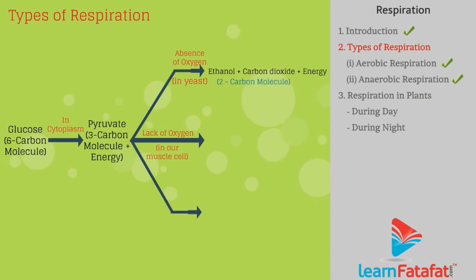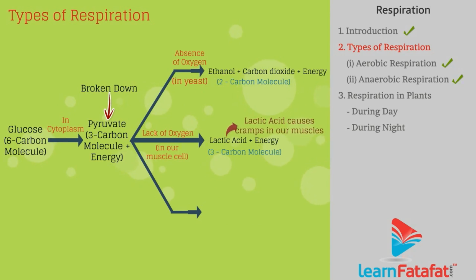Second way, in absence of oxygen in muscle cell. Here, the pyruvate molecule is broken in absence of oxygen to form lactic acid, producing energy. Production of lactic acid causes cramps in our muscles.